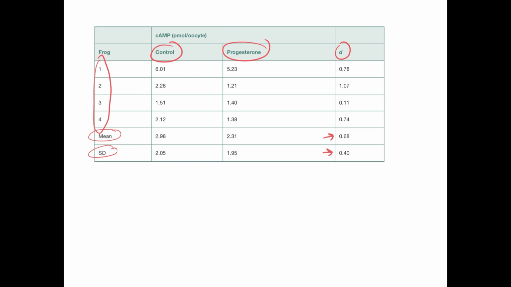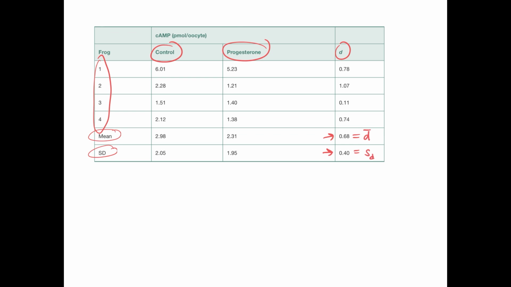This quantity here is the mean of the differences, so we can write it as d bar, and this one is the standard deviation of the differences, so I'll write that as s_d. Because we have quantitative data that's set up in this paired way, that's making us think we're going to use a paired t-test.